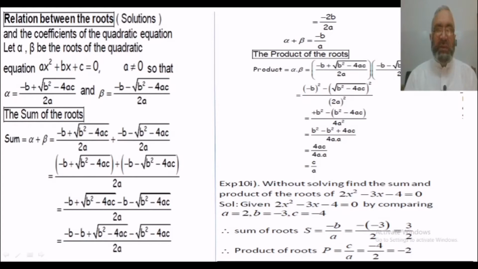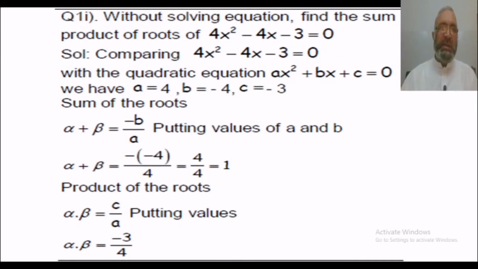That is the use of these two results and the application of roots, relation between roots and coefficients. Now come to exercise. Question 1, part first. Without solving the equation, find the sum and product of the roots of this quadratic equation. So first of all, comparing 4x square minus 4x minus 3 equal to 0 with the standard form of quadratic equation, we get a is equal to 4, b is minus 4, c is minus 3.